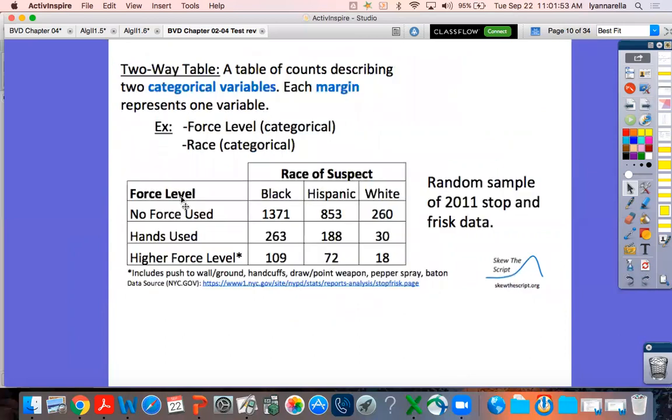So they did a two-way table and they said, when they stopped people of different races, did they use any force at all? Did they put their hands on them? Or did they use a high force level? And a high force level would be a taser, or they put you on the ground and put their knee in your back. So they checked those different minorities. Well, look at how many black people were stopped: 1,371, 263, and 109. Look how many Hispanics and look how many whites. It's obvious more black people were stopped than white people and more Hispanics than white people as well.